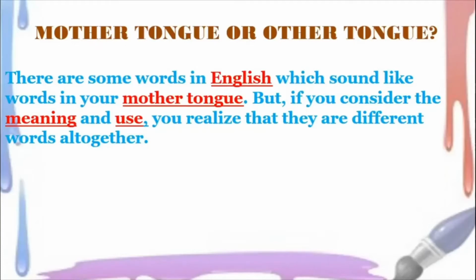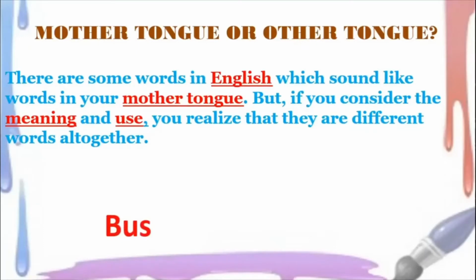Someone might speak Malayalam at home. Some of you might be speaking Bhojpuri at home. Some of you might be speaking Bangla at home. So, there are some words in English which sound like words in Malayalam or in Bhojpuri or in Bangla. But if you consider the meaning and the use, you will realize that they are different words altogether. They are totally different, alright? As far as their meaning or their use is concerned. Let us look at a few examples.